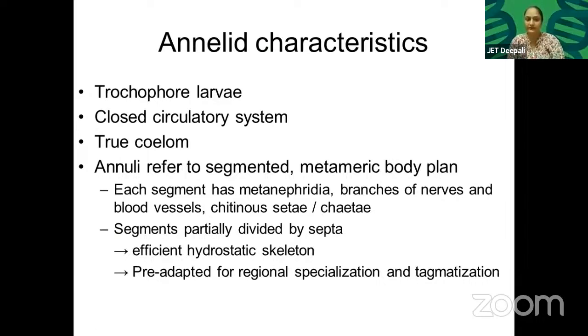Analytic characteristics: trochophore larvae, closed circulatory system, the name annuli refers to the segmented metameric body plan. Each segment has metanephridia, branches of nerves and blood vessels, chitinous setae, segments partially divided by septa, efficient hydrostatic skeleton, pre-adapted for regional specialization of segmentation.